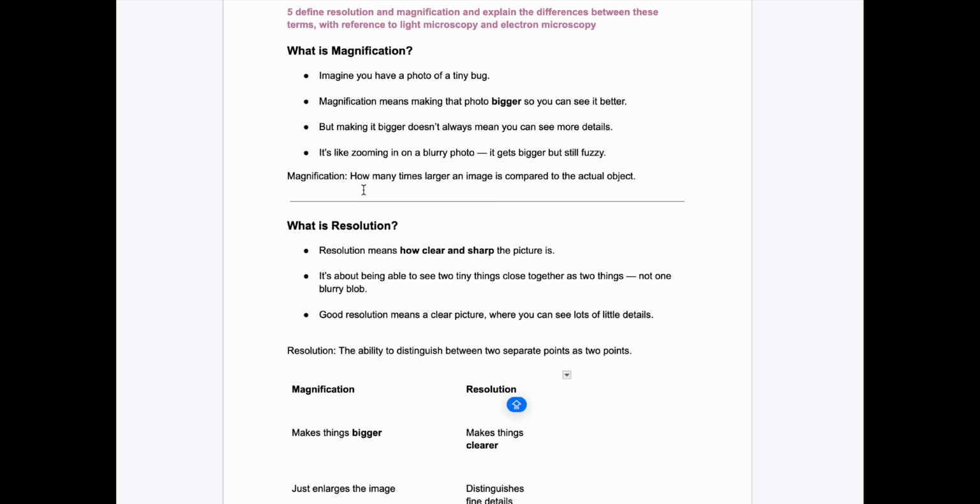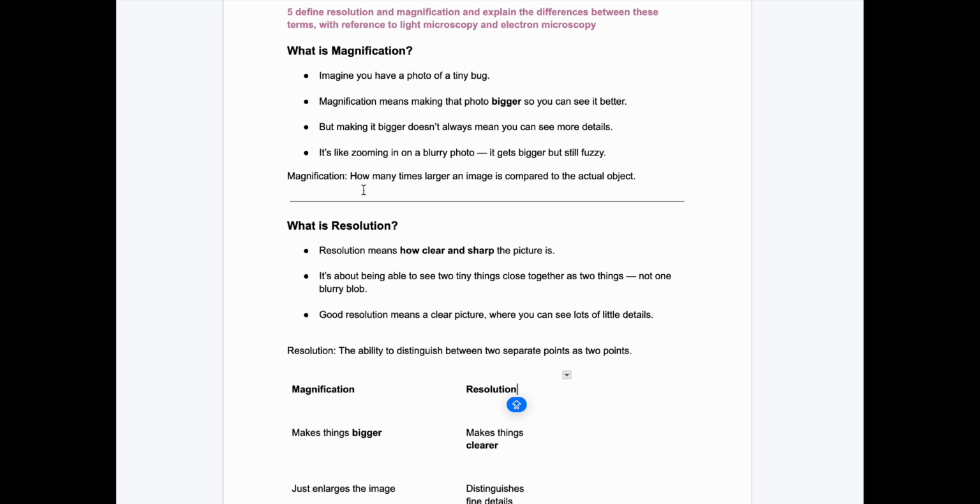But obviously making the picture bigger doesn't always mean you can see more details. It's like zooming in on a blurry picture. The bigger it gets, the more fuzzy and blurry it gets, right? So this is where we come with resolution. I'm pretty sure a lot of you have already heard of resolution, like HD resolution, it just means better quality. But the proper definition would be the ability to distinguish between two separate points as two points.